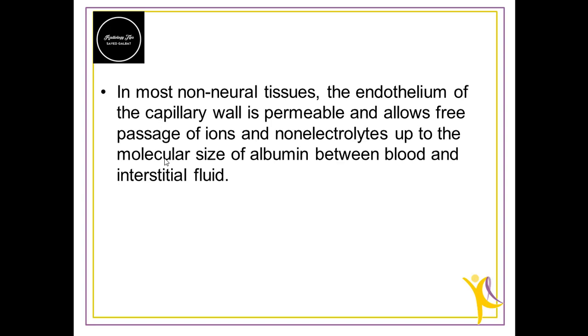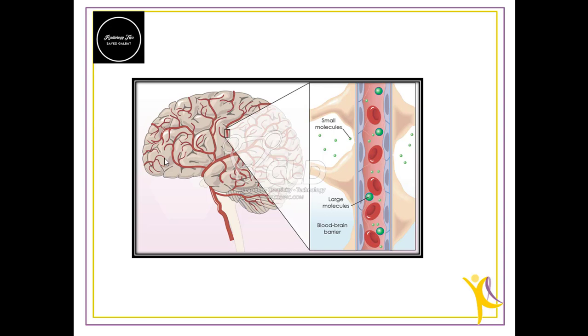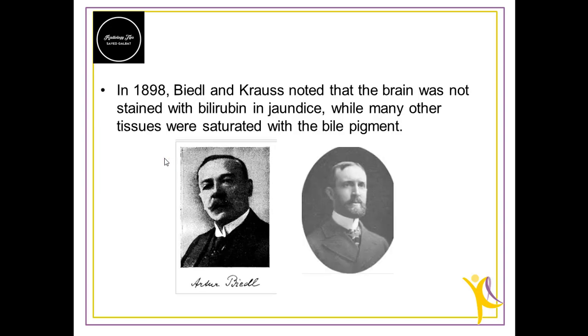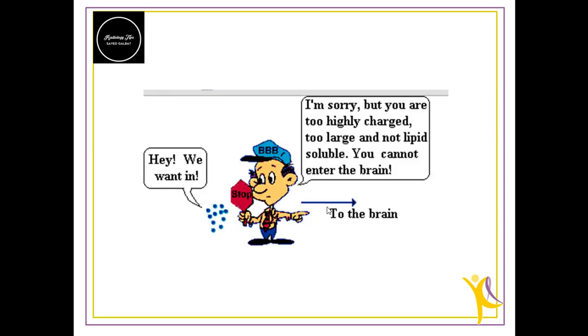However, in the brain, things are different. Going back to history, in 1898 there were two doctors, one a pathologist and the other a neurologist. They noticed that in cases of jaundice, all body tissue was stained with bile pigment except the brain. It seems that there is a barrier between the brain and bile pigment in the blood. It seems that there is a policeman who controls things going into the brain tissue.